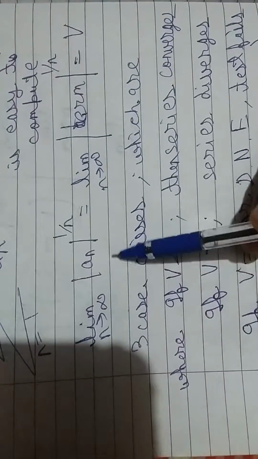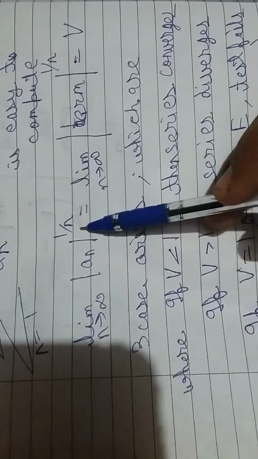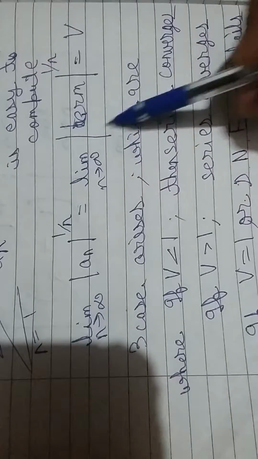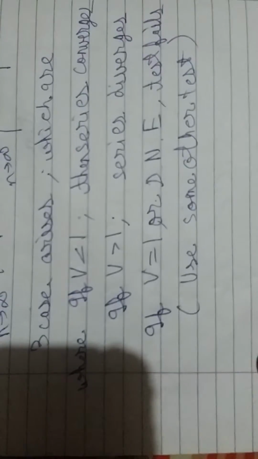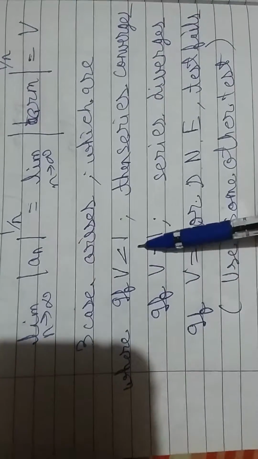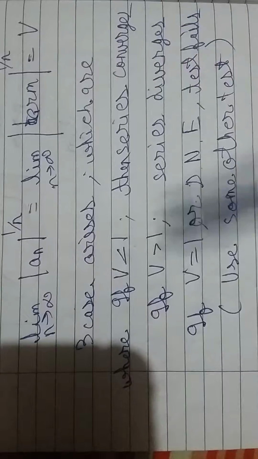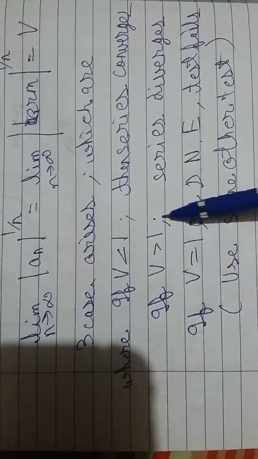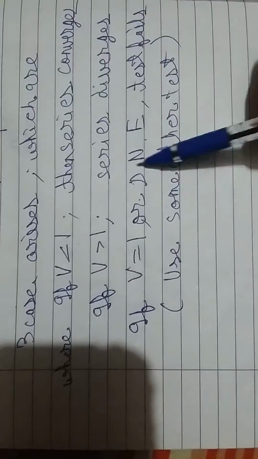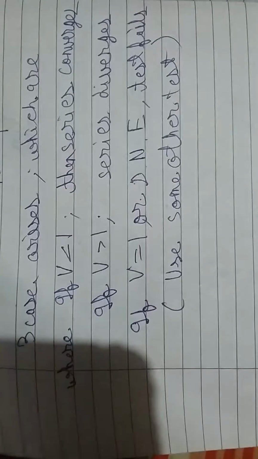Limit n tends to infinity of the absolute value of a_n to the power of 1 by n equals the limit n tends to infinity of the nth root, which gives the value of v. Three cases arise. When the value of v is less than 1, the series converges. When the value of v is greater than 1, the series diverges. If v equals 1 or does not exist, then the test fails. Use some other test, but not the ratio test.